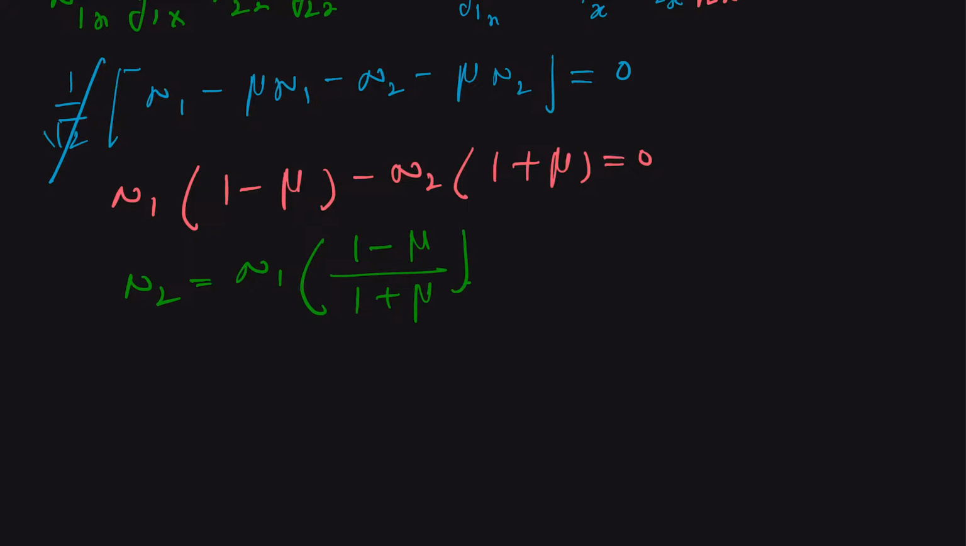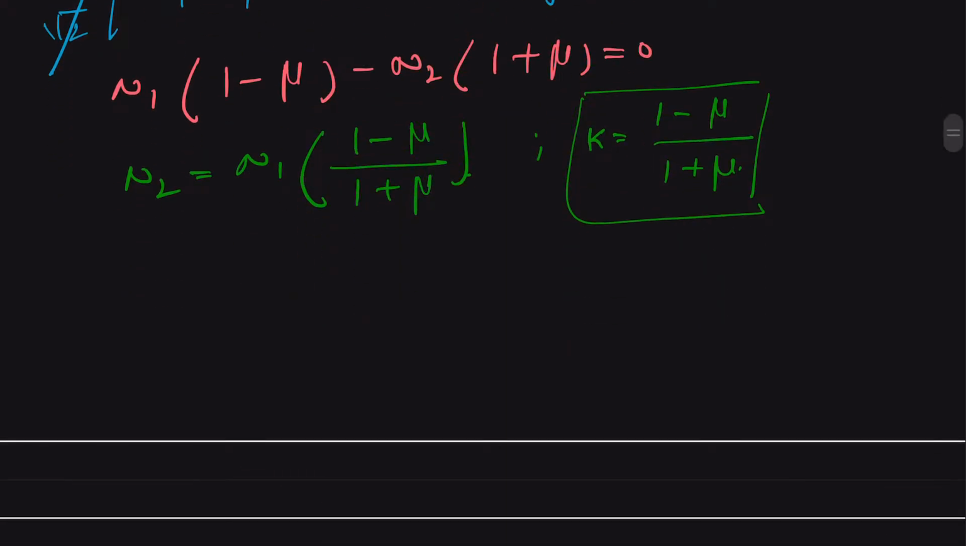And let us assume, because we have to find out N1 and N2, so let us assume this ratio is equal to K. It is much easier to solve this way. So we assume this part, therefore we can say that our N2 is equal to K times N1.